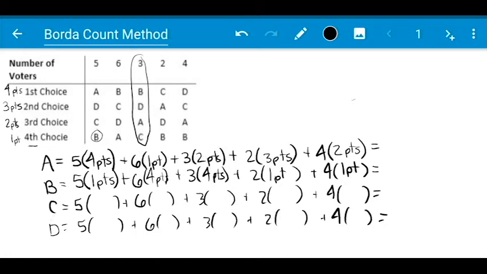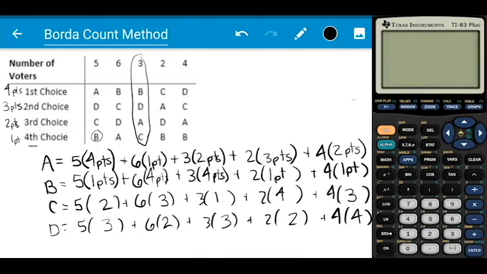Now we're going to do the same thing for C. So C gets 2 points, then C gets 3 points, then C gets 1 point, C gets 4 points, and then lastly C gets 3 points. And for D, we have 3 points, then we have 2 points, then we have 3 points, 2 points, and lastly 4 points. Now we're going to switch over to our calculator and type these in.